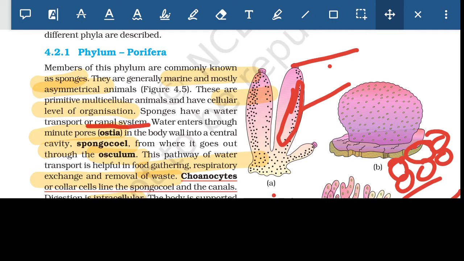They are marine and mostly asymmetrical. They have a cellular level of organization. A canal system is there, which is useful for respiration, food gathering, that is ingestion, and also as an excretory system. The canal system has majorly three parts. One is ostia, the minute pores on the body wall. Spongocoel, the central body cavity. Then comes the osculum, which is the exit pore.